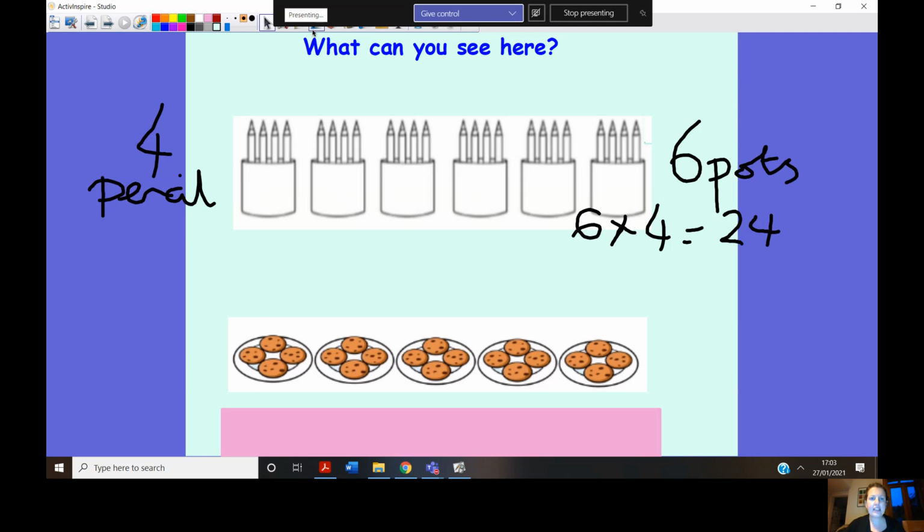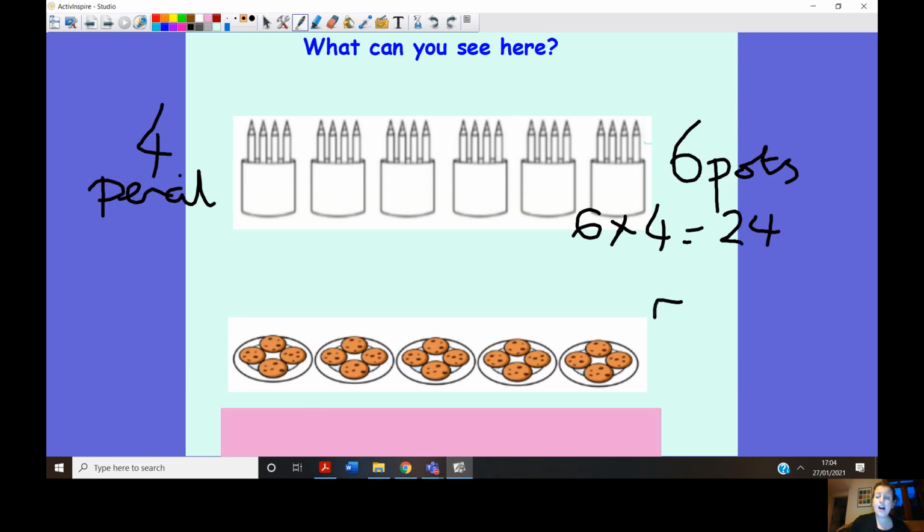Cookies. How many cookies do we have here? So how many plates do we have here? 1, 2, 3, 4, 5. I have 5 plates. How many cookies on each plate? 1, 2, 3, 4 cookies.